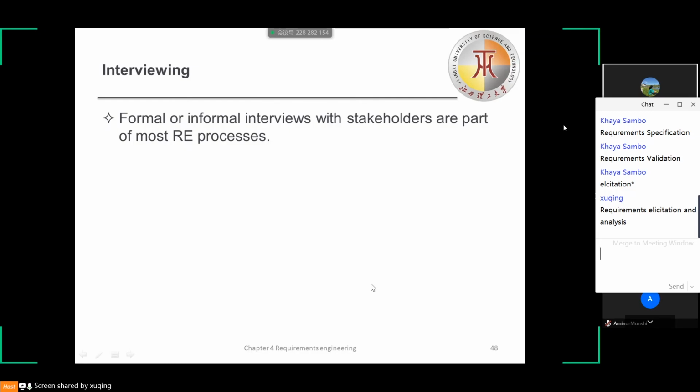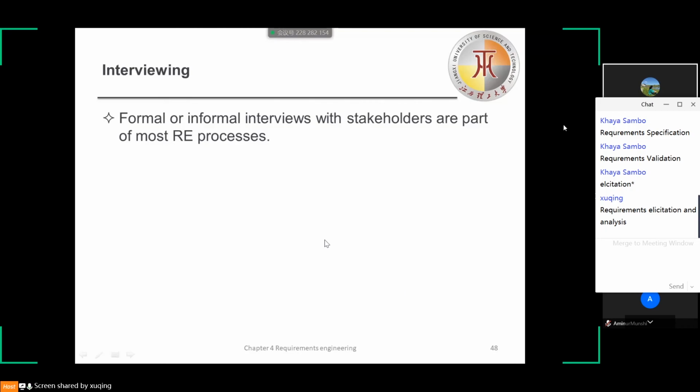Here, formal or informal interviews with system stakeholders are part of most requirements engineering processes. And in these interviews, the requirements engineering team will put some questions to stakeholders about the system that they currently use and the system to be developed. Then we will derive the requirements from the answers to these questions.